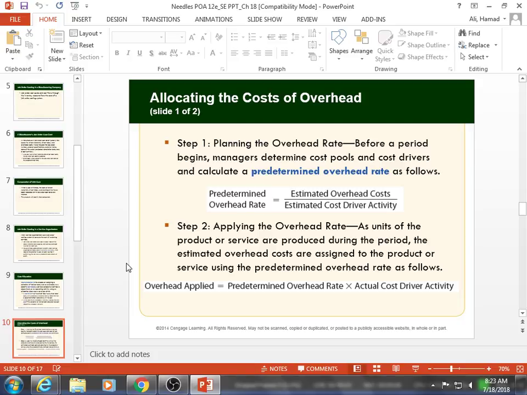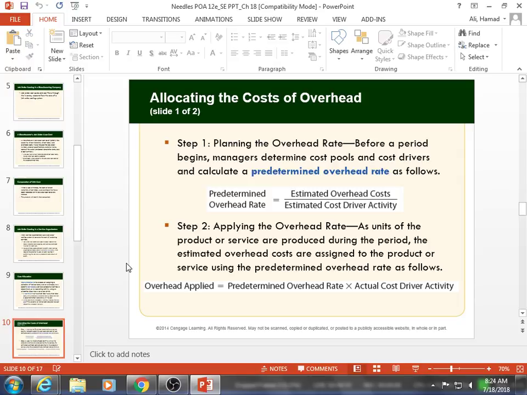So first, you determine, say, maybe 10% of material is indirect. You have to come up with a rate. It's called the predetermined overhead rate. That rate usually is an estimation. Remember we said allocating, I mean estimating. So it is an estimation: estimated overhead cost divided by estimated cost driver activity. So what does that mean?